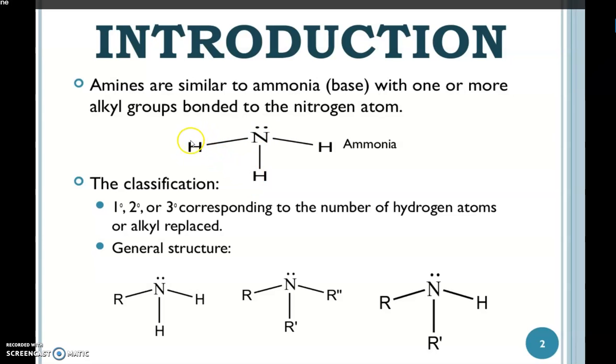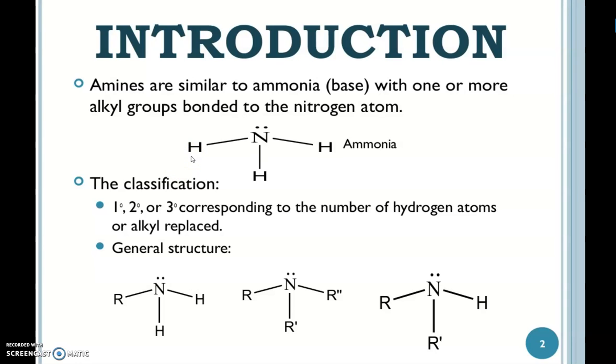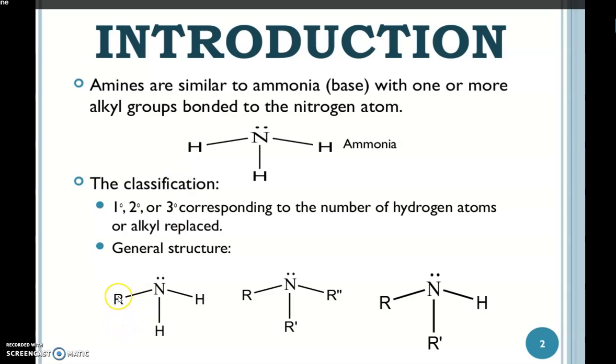That is, instead of one hydrogen, if an alkyl or aryl group is attached to this, we can call it an amine. For example, here you can see instead of one hydrogen, one alkyl group. It may be alkyl or aryl.